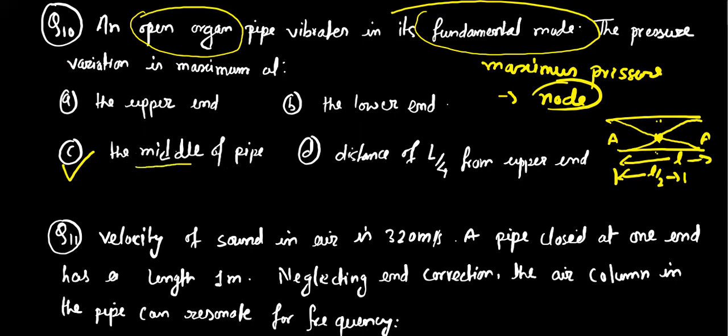So at the middle point of the pipe we can get the node. So in the nodal zone or nodal point there is maximum pressure. Okay, so listen again: an open organ pipe vibrates in its fundamental mode.